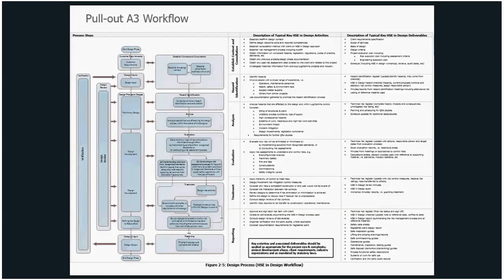However, if we're doing a very complex process which involves chemical processing and things like that, obviously the risks associated will be a lot higher, and therefore a lot more documentation would be produced.